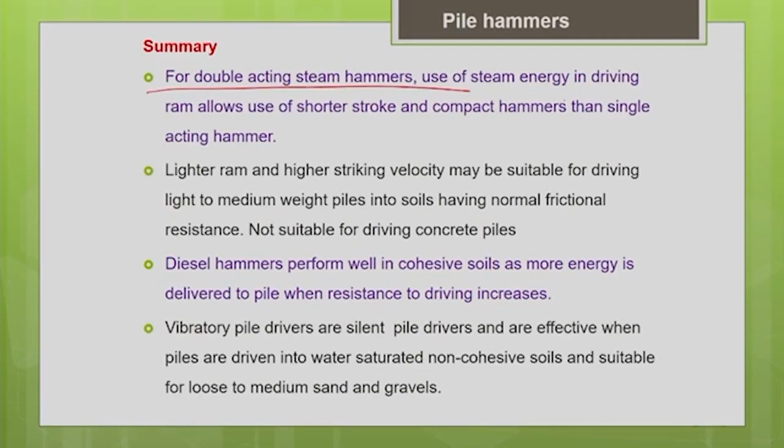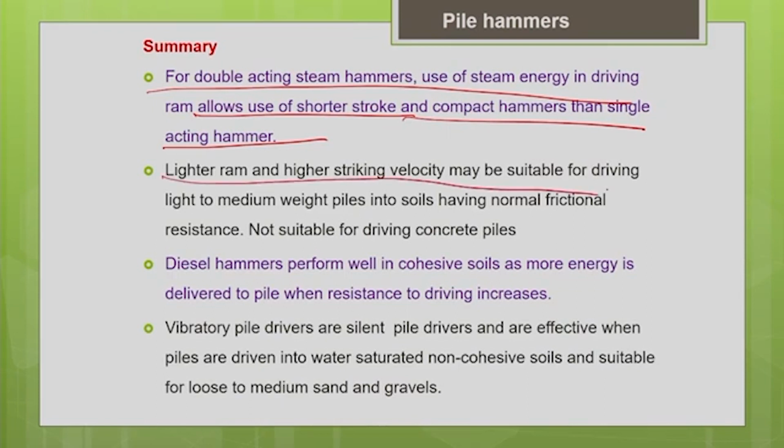For a double acting hammer, the use of steam energy in driving the ram allows use of a shorter stroke and more compact hammers than the single acting hammer. So double acting hammers are basically smaller in size and go with a shorter stroke when compared to single acting hammers. They are recommended for soil with normal frictional resistance and for light to medium weight piles. The lighter ram and higher striking velocity of the double acting hammer will be suitable for driving light to medium weight piles into soils having normal frictional resistance.